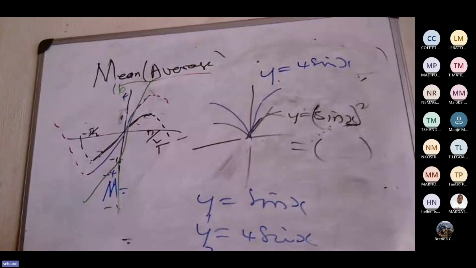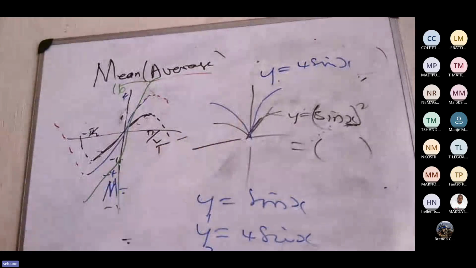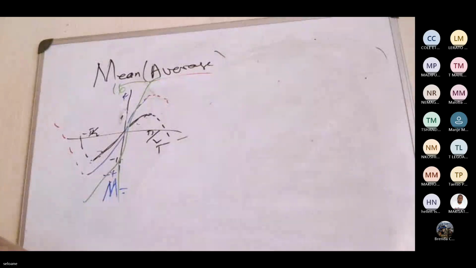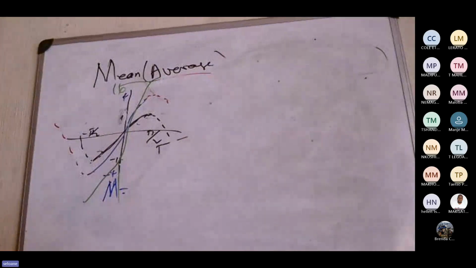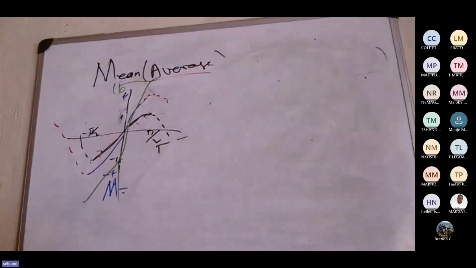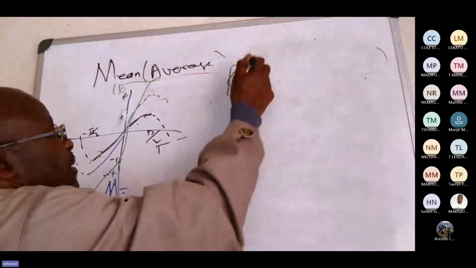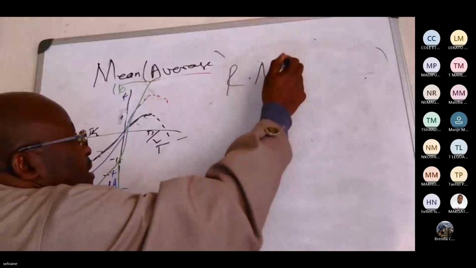Hopefully that makes sense. So now to counteract that, the next topic is called the root mean square. That is the root mean square.